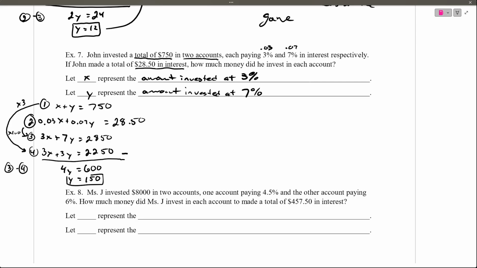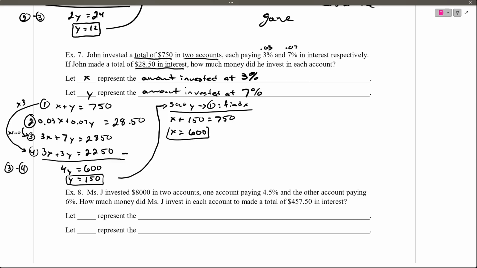What that tells us is that John invested exactly $150 at 7%. But now we got to figure out how much he invested at 3%. We're going to take this number and we're going to substitute y into equation 1 because that's definitely the easiest equation. And our goal is to find x. So we just have x plus y, which is 150, is equal to 750. So x is equal to 600. And that's the whole thing.